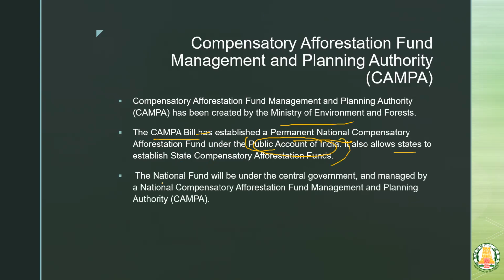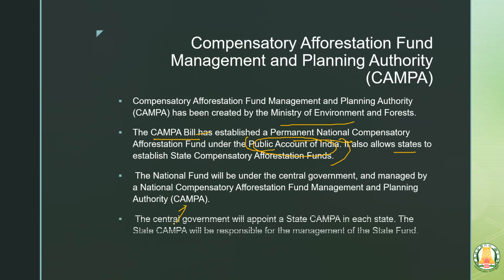There is something called the national fund that will be under the central government, and this is managed by this particular authority. The central government will be appointing the state CAMPA. So in the state also there is an authority that will be responsible for the management of the state compensatory afforestation fund.